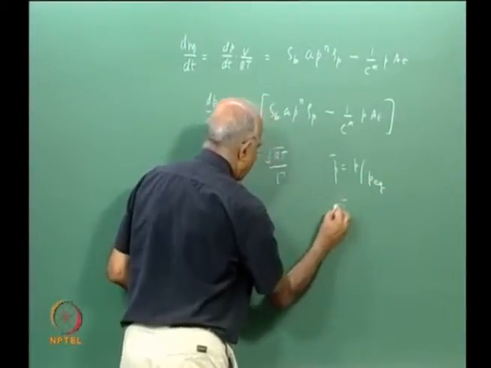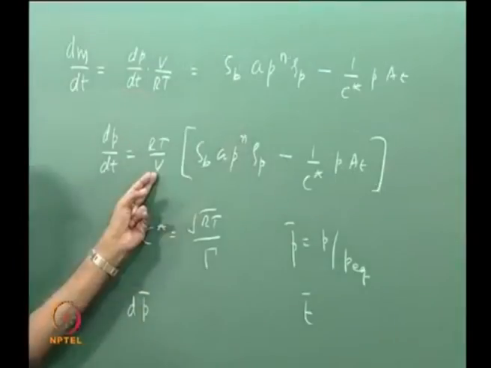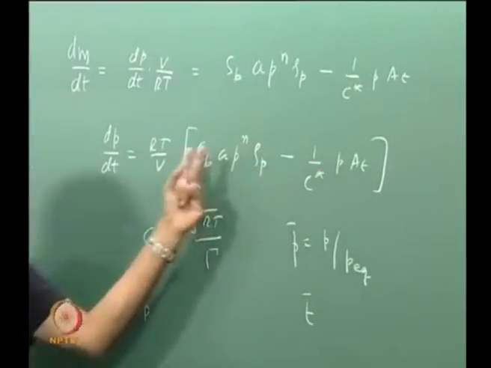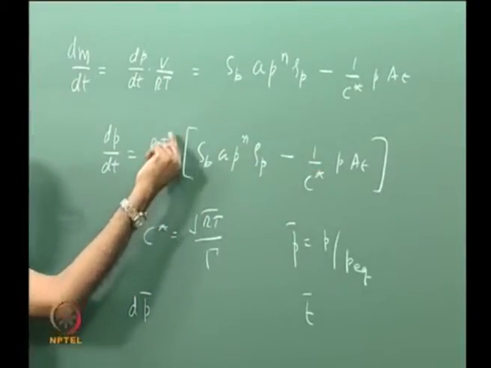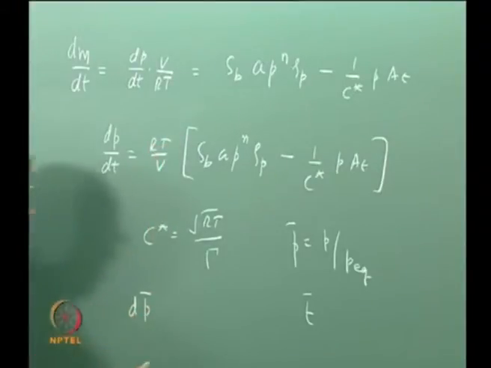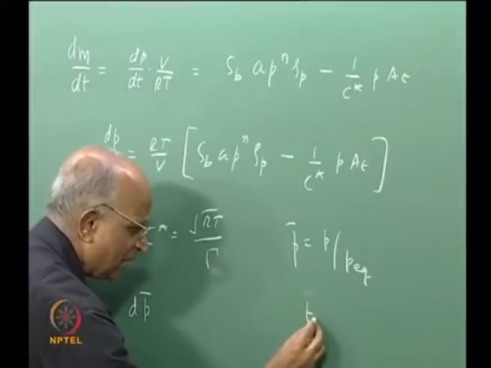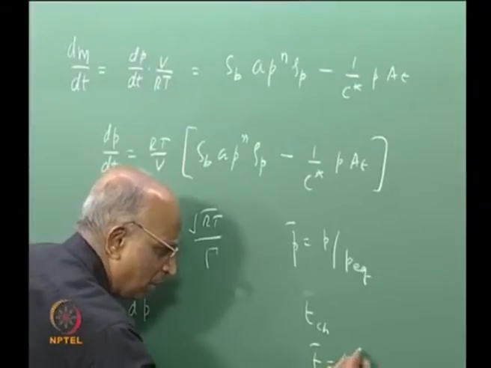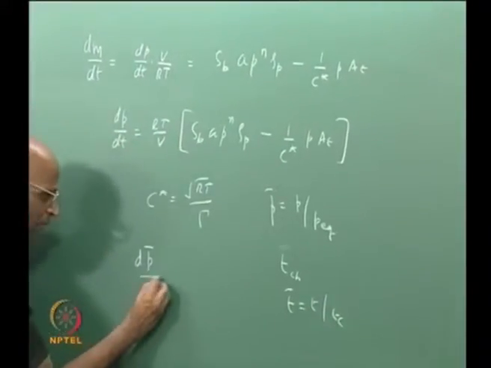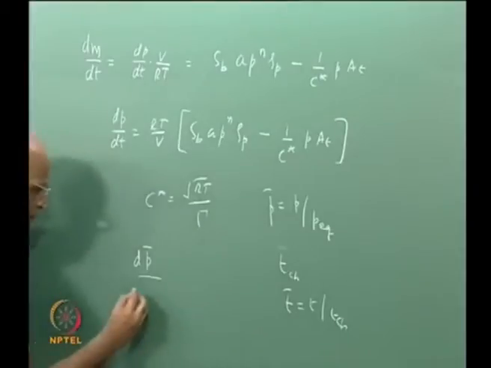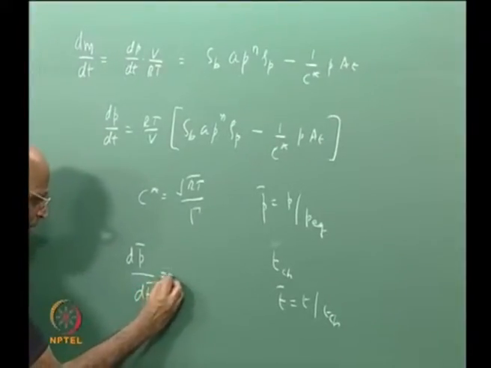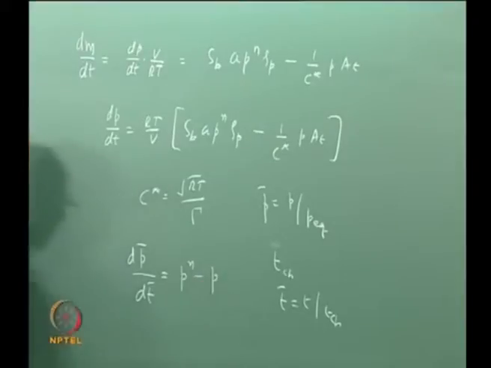and we defined a characteristic time which came from V by At, we brought it out, we got L star here. L star by C star we said is a unit of time, we called it the characteristic time, and we said we will take a look at it when we study combustion instability. And then we said t bar is equal to t by t characteristic, and therefore we were able to get dP bar by dt bar is equal to P bar to the power n minus P bar. Here on the right side P should be P bar, that means it must be the non-dimensional pressure.